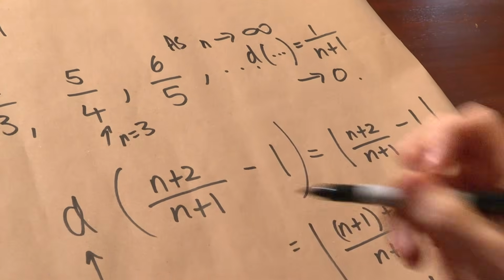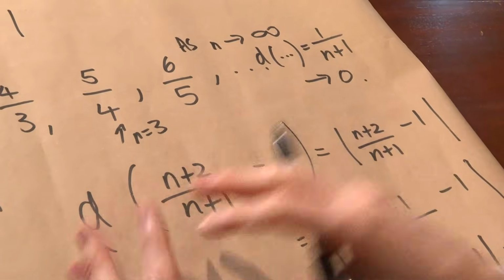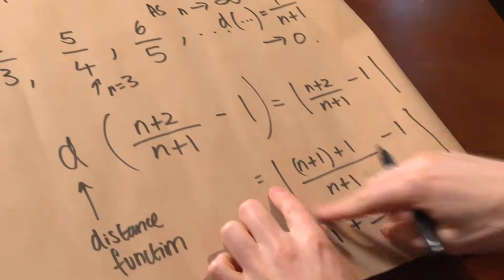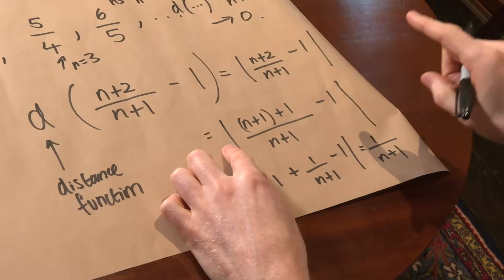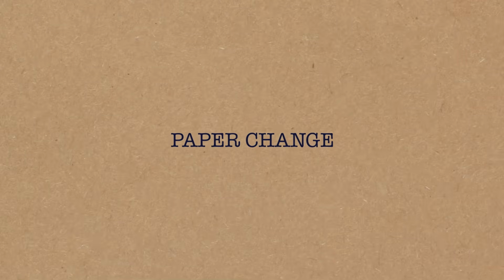And we've done that using the distance function, which for the real numbers is just the modulus of one of them minus the other. I'm going to need more paper.